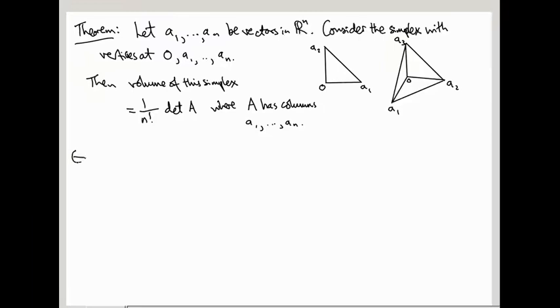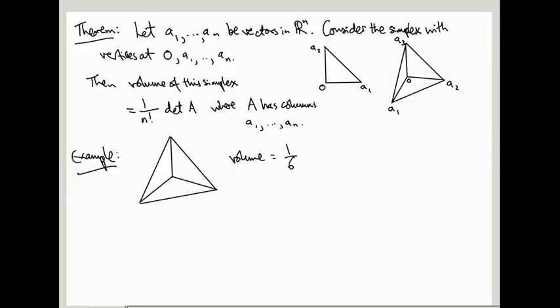So for example, let's take the tetrahedron with vertices at the origin, at 1, 0, 0, 0, 1, 0, and 0, 0, 1. So its volume is 1 over 3 factorial, which is 6, times the determinant of 1, 0, 0, 0, 1, 0, 0, 0, 1. Sticking those columns in, and that's 1. Right, that determinant is 1. So the volume is 1 over 6.